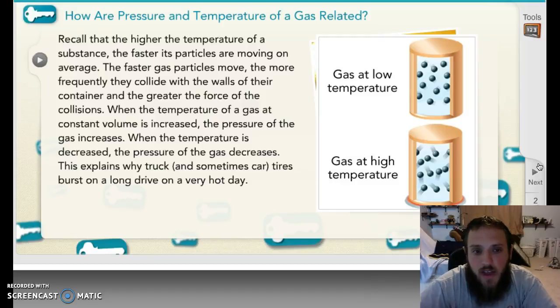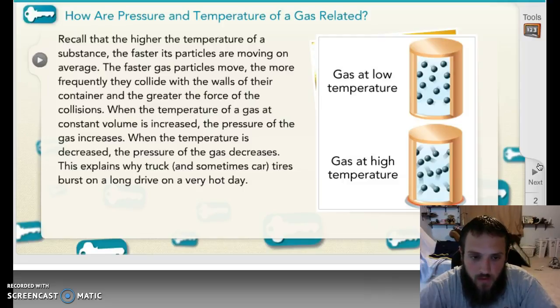Temperature is energy, right? So the higher the temperature of something, the more energy its particles have, the faster they're moving. The faster they're moving, the harder they're hitting each other, the harder they're bumping into the walls of the container, causing pressure to happen. So when we increase that temperature and we add more energy, the pressure of that gas also rises, right? We get more and more pressure. When we decrease the temperature of that gas, the pressure also decreases.